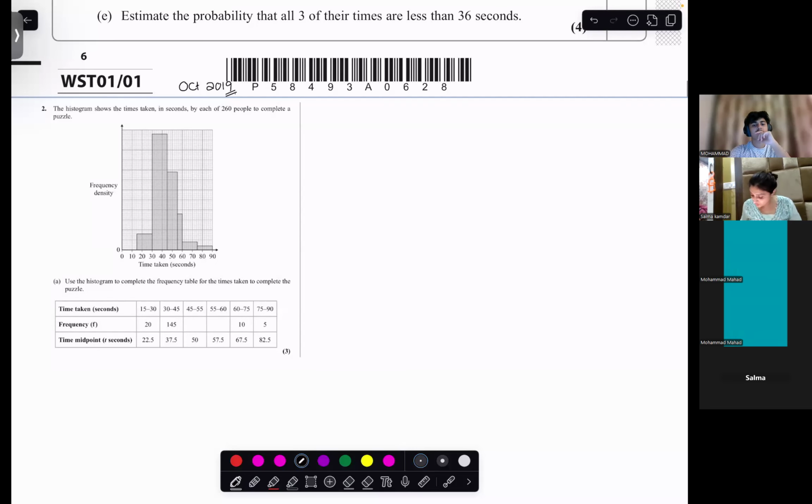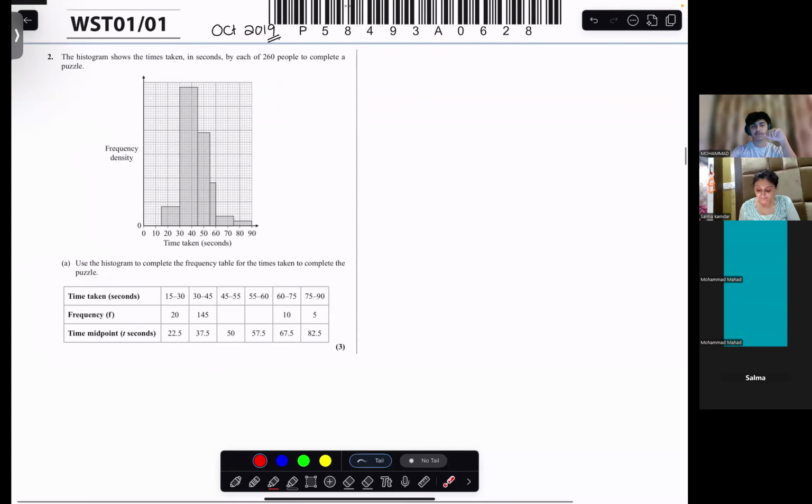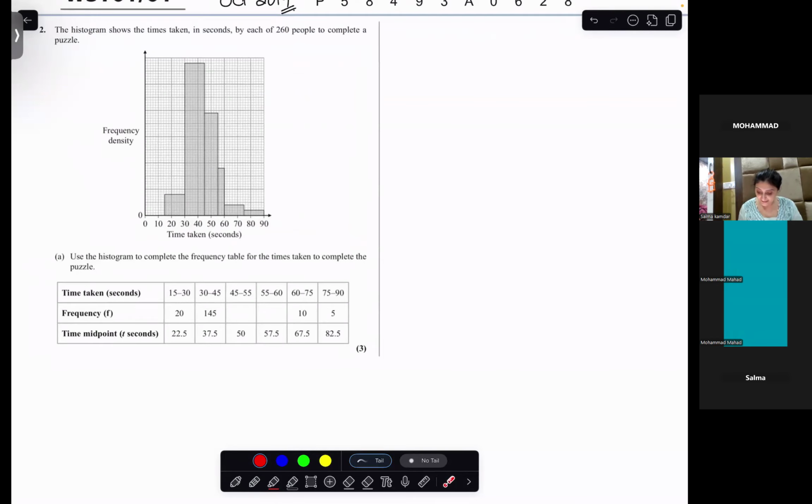So this is a sum from October/November 2019, paper code WST01, and it is a sum related to histograms. If I read properly, the histogram shows the time taken in seconds. Can you see the x-axis is representing the time taken by each of 260 people to complete a puzzle?